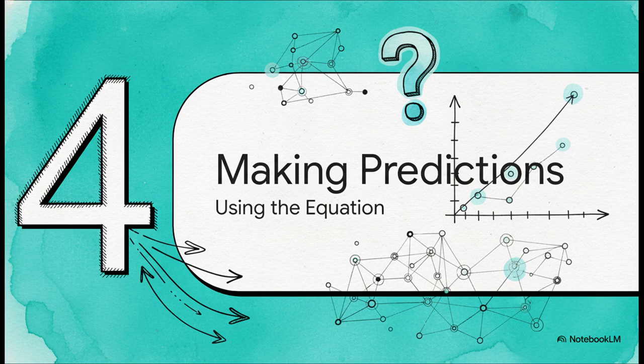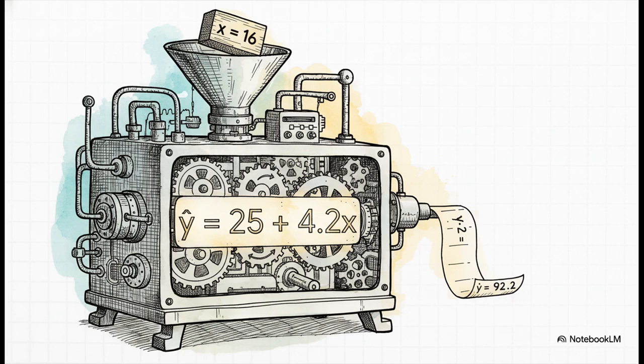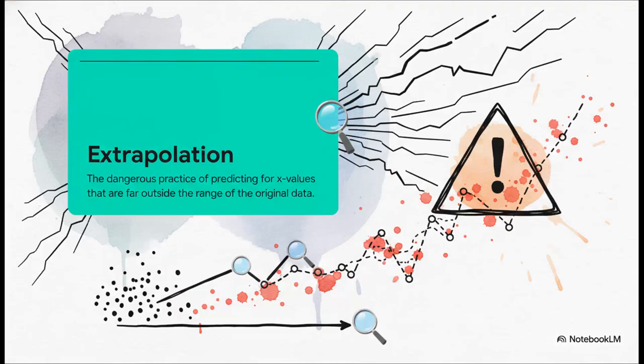Okay, so we've got a handle on what the slope and intercept mean. Now it's time for the fun part, putting this thing to work and doing what it was made for, making predictions. And honestly, this part couldn't be easier. Once you have your equation, you just take the x value you're curious about, plug it in, do the math, and boom, out pops your predicted y hat. So here, if our x is 16, our model predicts a y value of 92.2. Simple as that.